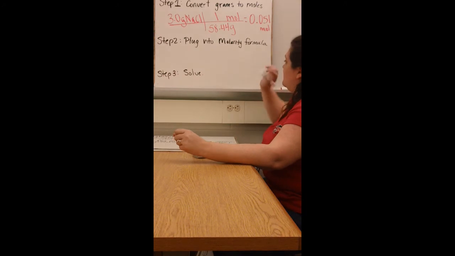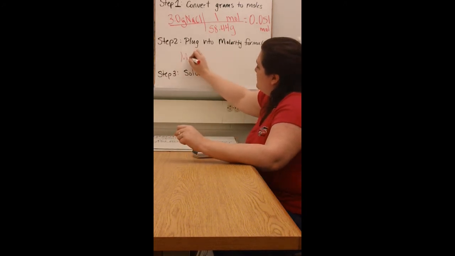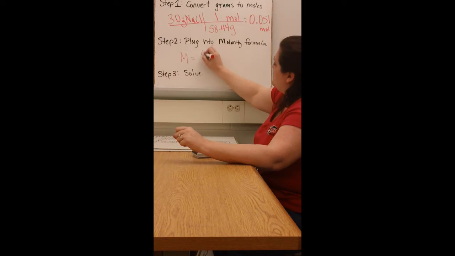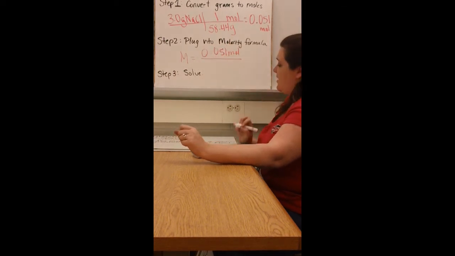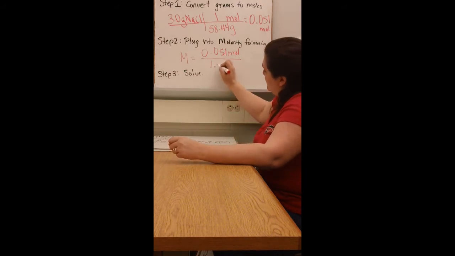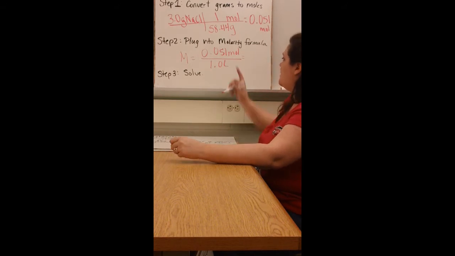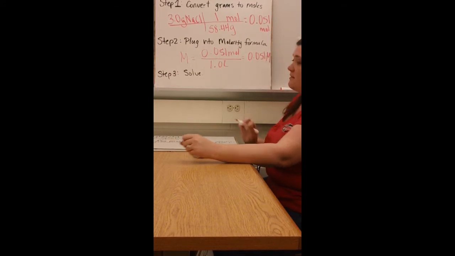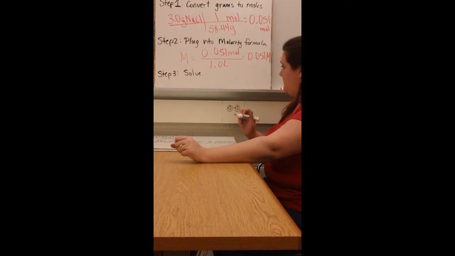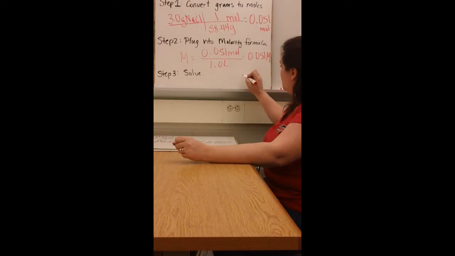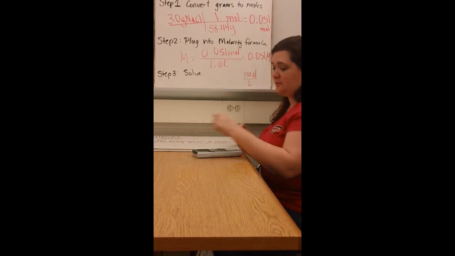Step 2 is to plug into the molarity formula. So molarity is equal to the number of moles divided by the number of liters in our solution, which we were told was 1.0. So we divide and we get 0.051. And we use a capital M to signify molarity. You can also use mole per liter. Both of those units are acceptable.